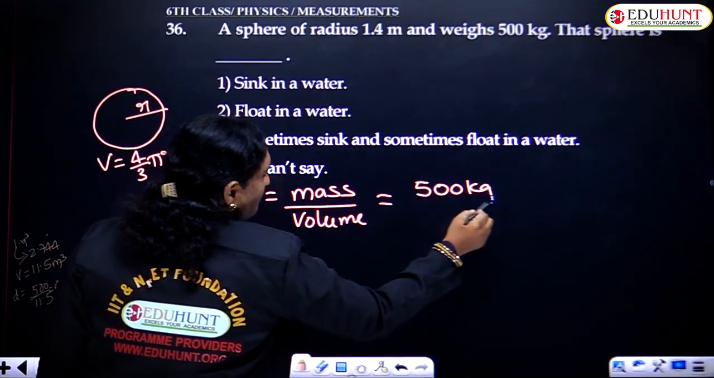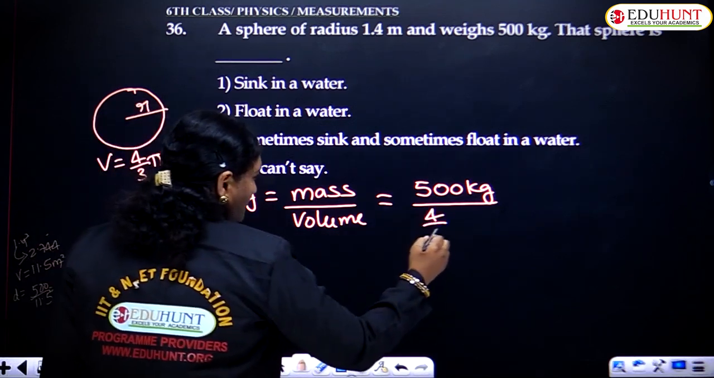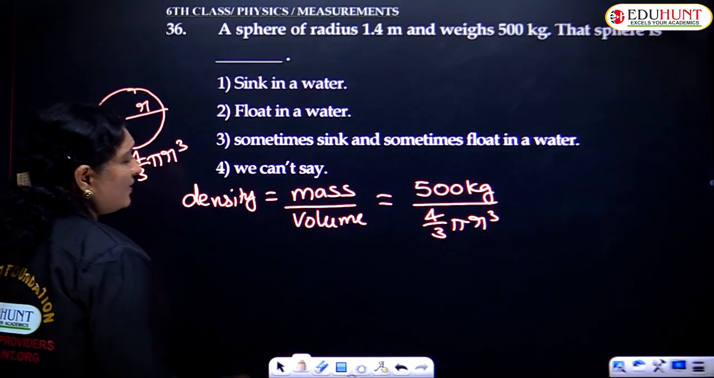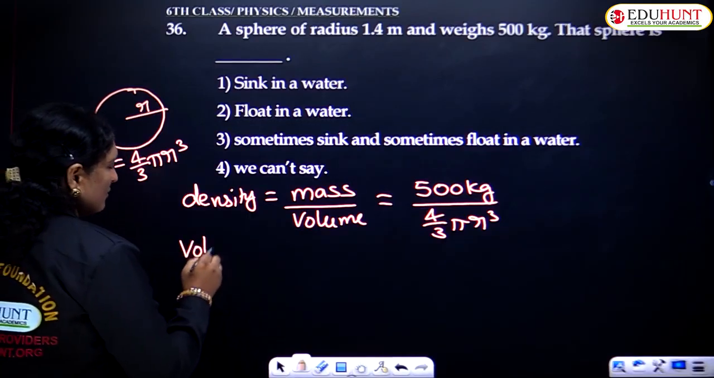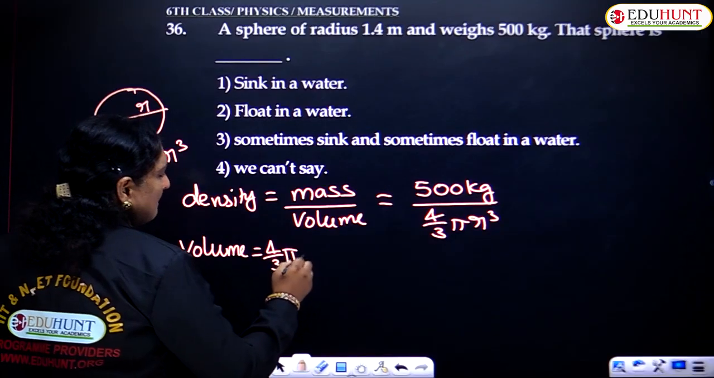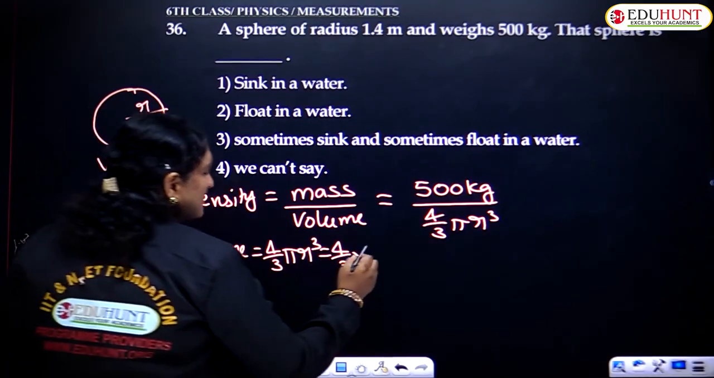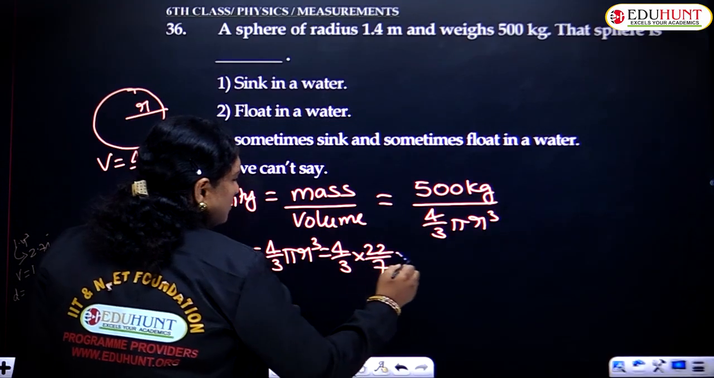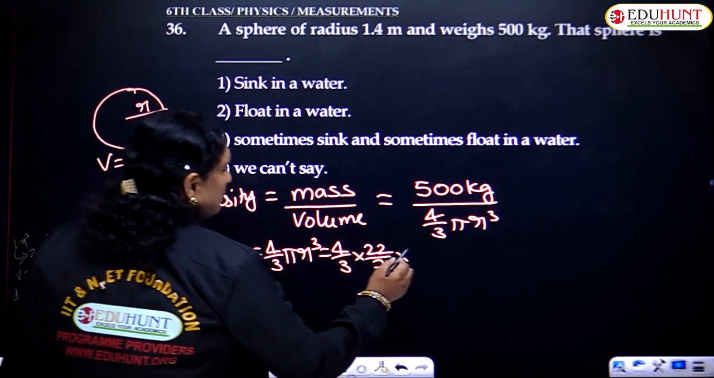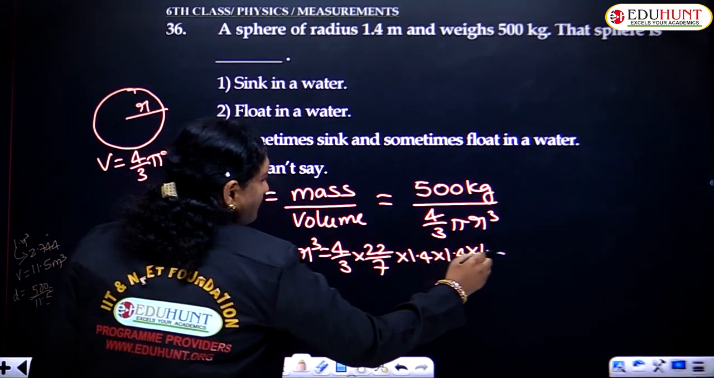500 kg. But to find out the density, you need the volume, so you apply the formula, that is 4 by 3 pi r cube. First of all, let us find the value of volume. So, volume formula is 4 by 3 pi r cube, that is equal to 4 by 3 into, instead of pi, you can take 22 by 7. And radius, how much did they give? 1.4. Radius cube means 1.4 into 1.4 into 1.4.